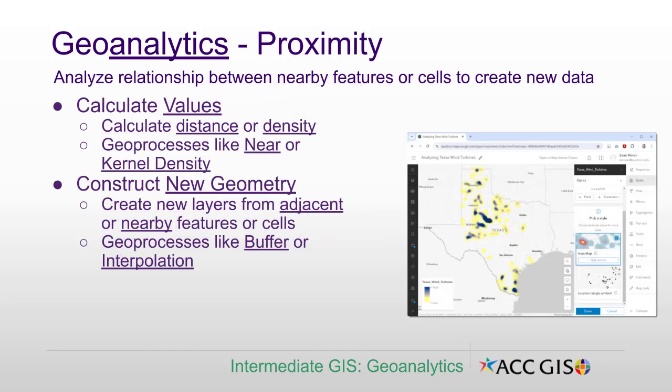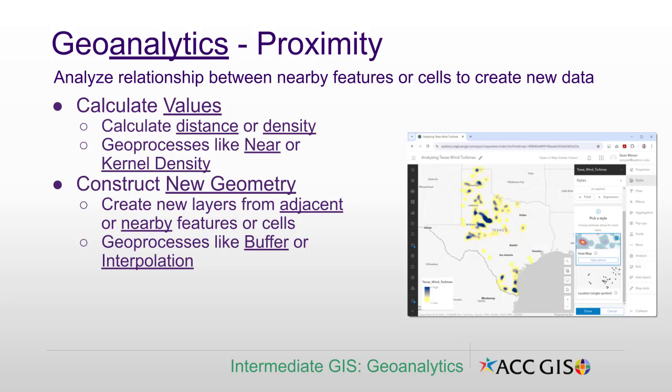Proximity geoanalytics analyze relationships between nearby features or cells to create new data. And we can either calculate values or construct new geometry. If we calculate values, we might, for example, calculate distance or density by running a geoprocess like near or kernel density. To construct new geometry, we might create new layers from adjacent or nearby features or cells through geoprocesses like buffer or interpolation.